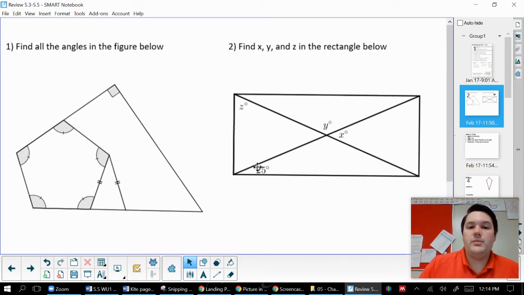With this rectangle, the biggest thing is that all of these angles in the corners are 90. So if I know that these two angles add up to 90 degrees, then I know that this one has to be 65. Same thing with Z, it has to be 65. Then I can use my triangle sum conjecture and linear pairs and things like that to find X and Y.